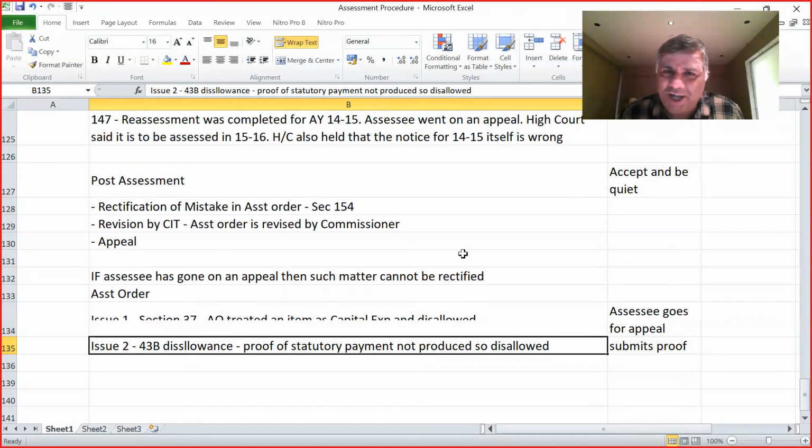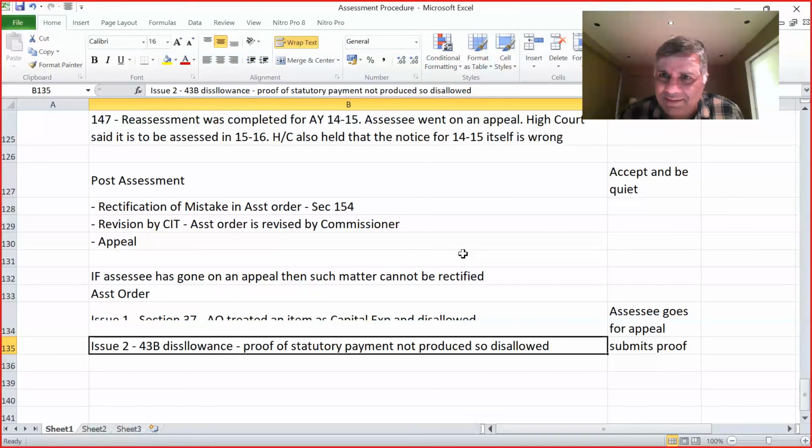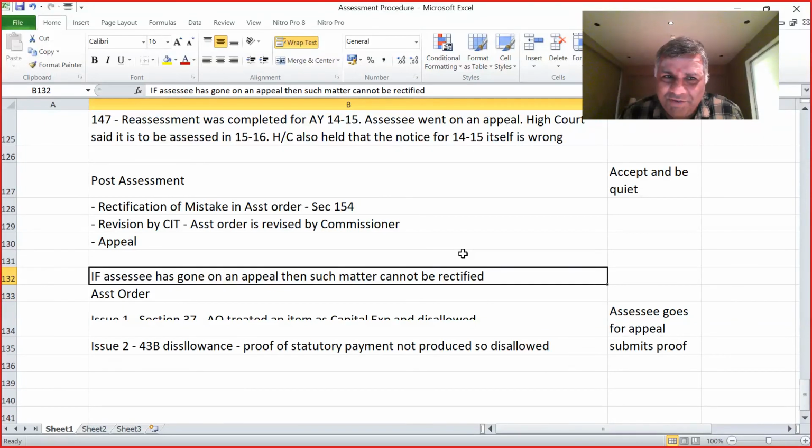You have not asked me for the proof. Sorry, I did not give it. Now I am giving you the proof. Can you please rectify this? The assessing officer says, boss, you have gone on an appeal, I don't have the power to rectify. Is the AO correct?